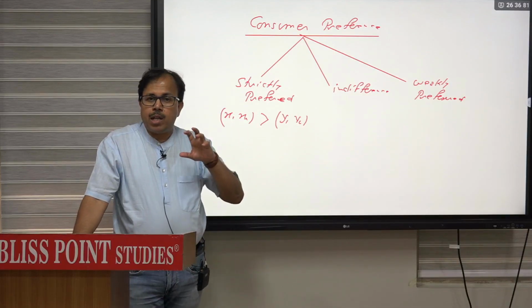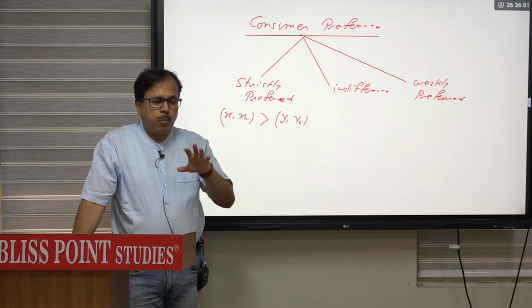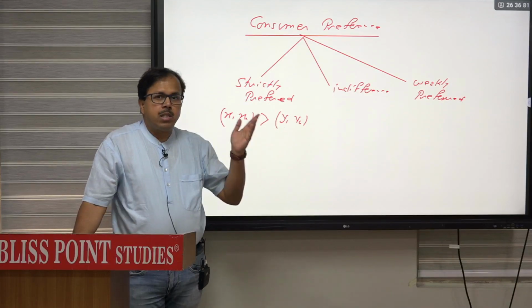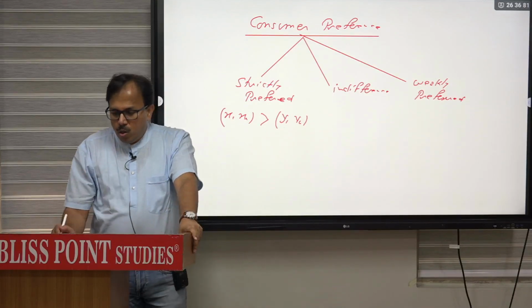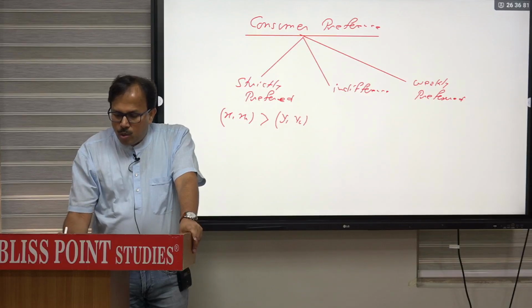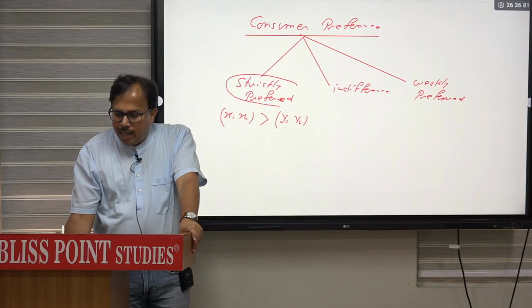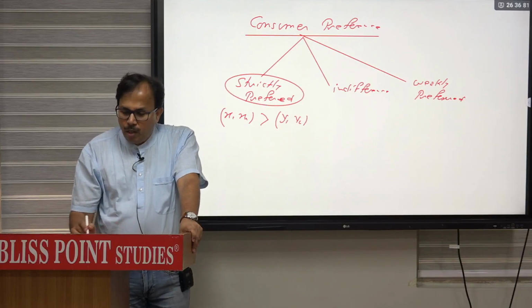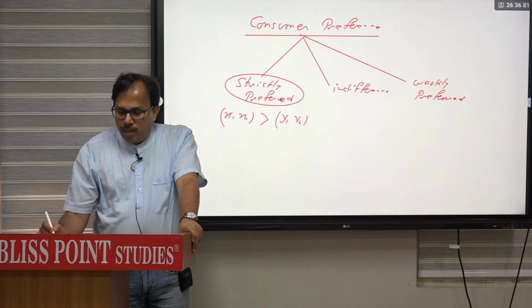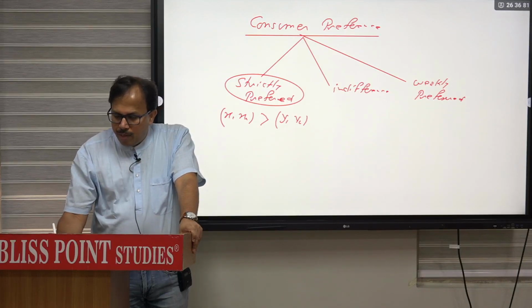If I say strictly preferred, it will be any bundle which is strictly to the right of it. I will explain why right of it. The bundle to the right will be on a higher indifference curve, which means higher utility. So if a bundle is on the indifference curve and any bundle is to the right of it, then any bundle to the right of the indifference curve will be strictly preferred.